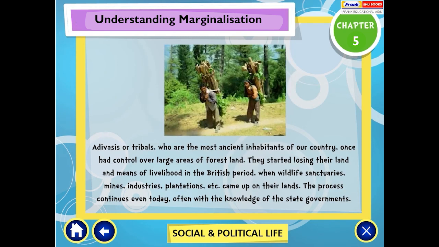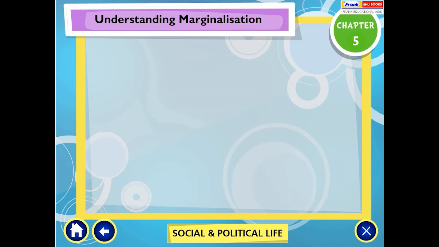Adivasis or tribals, who are the most ancient inhabitants of our country, once had control over large areas of forest land. They started losing their land and means of livelihood in the British period, when wildlife sanctuaries, mines, industries, plantations, etc. came up on their lands. The process continues even today, often with the knowledge of the state governments.